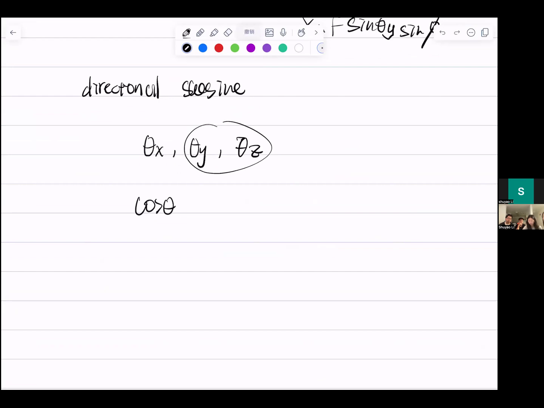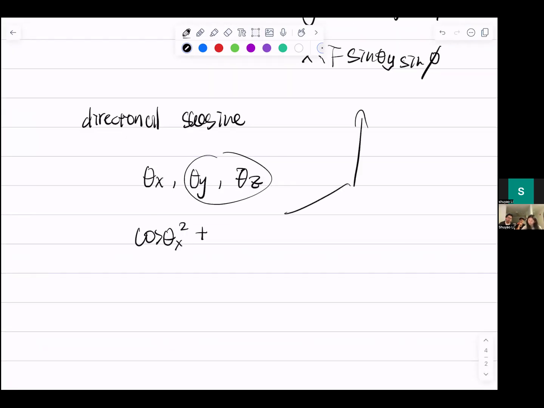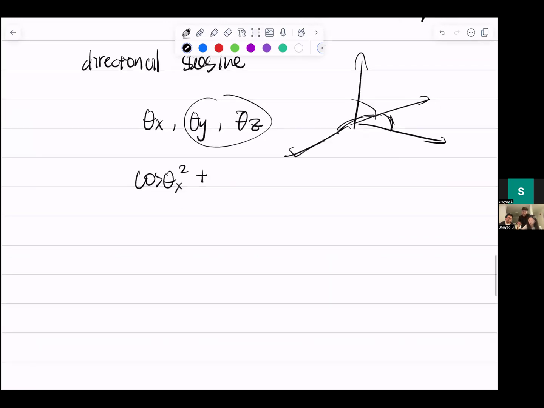Are these theta values just the angle between the force and the axis? Yes, good question. It is. That's just the angle between the force and the axis. So basically, if I draw a graph, for x that would be the angle, and then for y, and then for z. So we only need to remember this formula: cosine squared theta x plus cosine squared theta y plus cosine squared theta z equals 1.